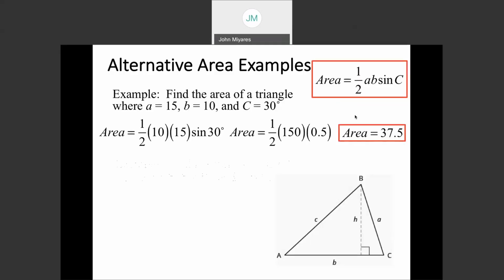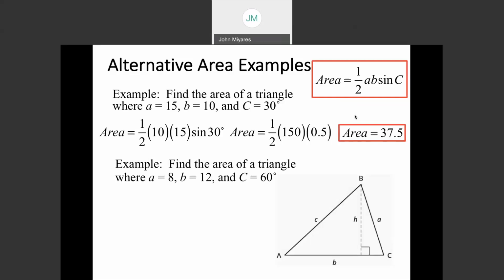Let me give you one to try on your own. Find the area of a triangle where A equals 8, B equals 12, and angle C measures 60 degrees. Try this one on your own, and in the meanwhile, you should pause the video until you get through it.